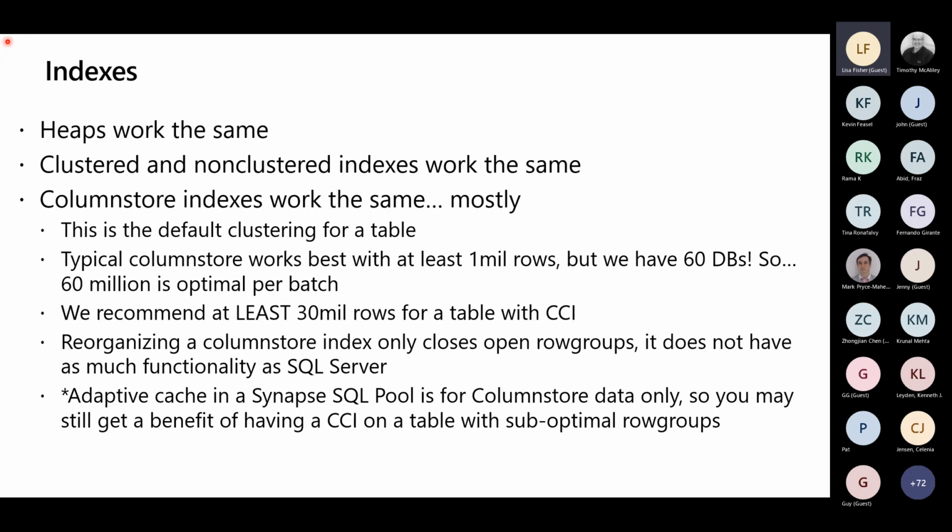My last point here kind of has a star there. And I know Kevin in his talk, he briefed on this a little bit too, that the optimal size for rows in a column store is pretty high. And that's true, but our adaptive cache is specific for column store. So on those edge cases where you can't get that much data into a column store to get those optimal row group sizes, you may still be getting a benefit by having them in a column store because they can use the adaptive cache. So depending on your use case, that may still be a good option for you.